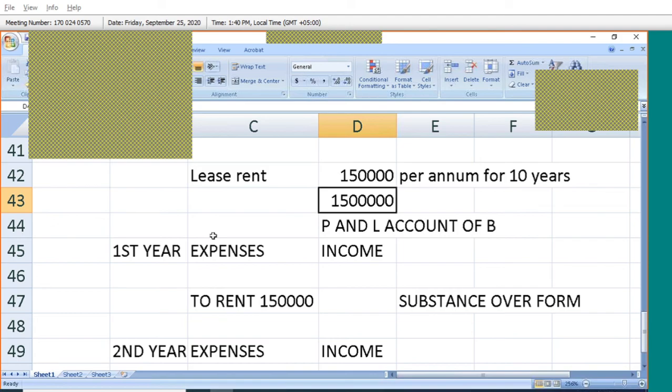So legally A is the owner, but the asset is used by B for 10 years. The life of the asset is also 10 years. B is going to maintain the asset, use it for his business, and generate revenue from it by using it for his manufacturing purpose. The asset is worth only 10 lakh, but B is paying 15 lakh to A.